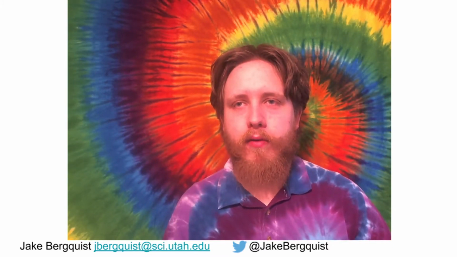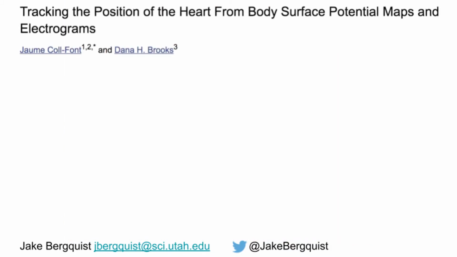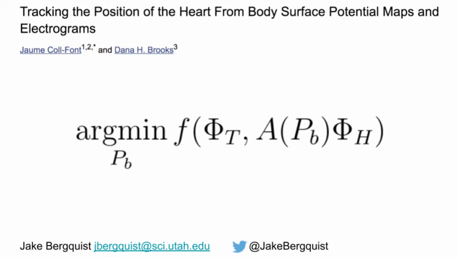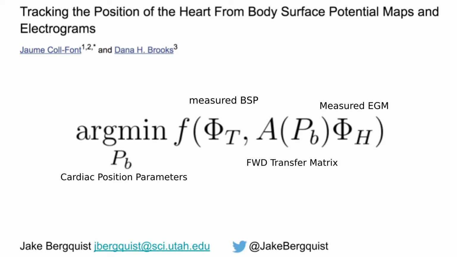Therefore, there is a need for a method or some sort of framework to remove all of this cardiac localization error, ideally using some sort of non-invasive measurement technique. Previous developments by Drs. Coll-Font and Brooks have developed a method to correct for the cardiac geometry by leveraging the ECGI forward problem. This method uses measured body surface potential and electrogram data in order to compute the difference between simulated and measured body surface potentials, and then uses this difference in order to correct for the cardiac geometry.